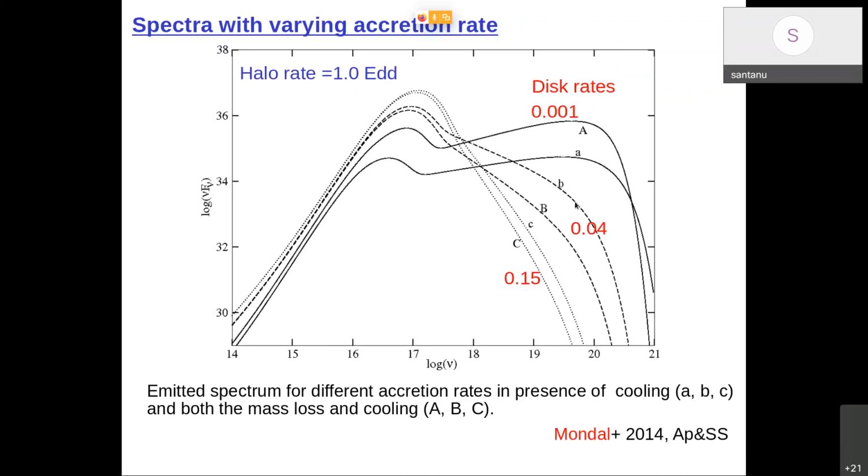Like I showed in my previous slide, we increased this accretion rate from 0.001 Eddington rate to 0.04 and then 0.15, and we can see that with increasing disk rate the spectrum softens. It gradually becomes like a black body and the power law component just disappears. There are two types of plots. The ones labeled small a, b, c are when we have only dissipation due to cooling. But if we consider both cooling and mass loss or outflow, we can see the softening is much faster compared to the case with only cooling.